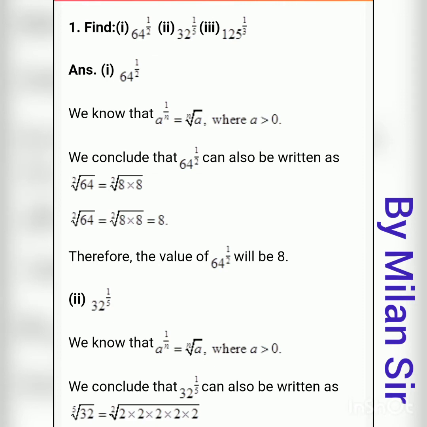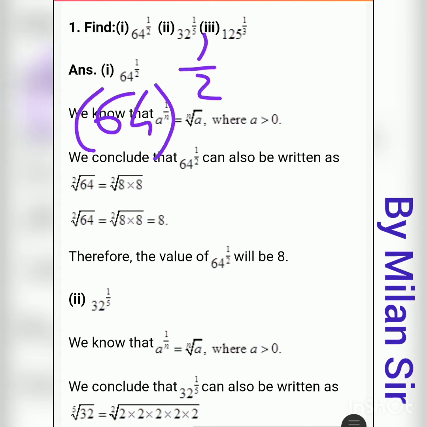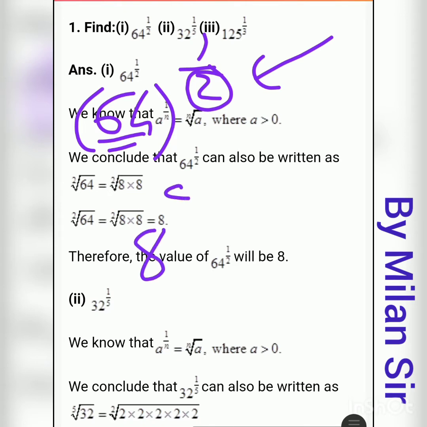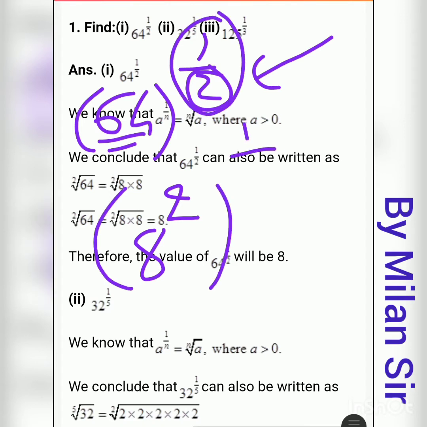First of all, 64 raised to 1 by 2. Now first of all we need to convert this 64 into square form, because here in the exponent's denominator we have 2, so we need to write 64 in the square form. That means 64 is 8 square, right? 8 8 is 64, and the exponent we have is 1 by 2.